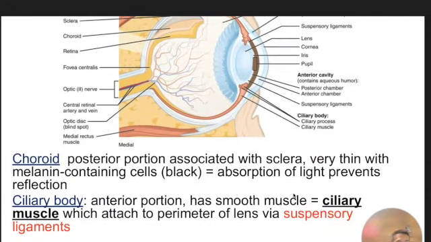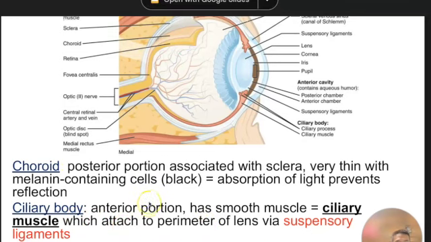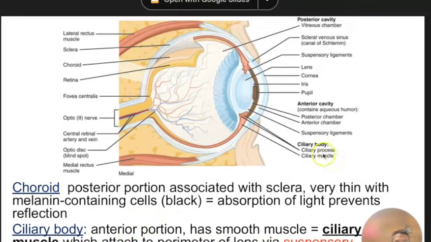Vascular layer, the choroid: posterior portion associated with the sclera, very thin with melanin-containing cells that absorb light to prevent reflection. Ciliary body: anterior portion has smooth muscle, the ciliary muscle, which attaches to the perimeter of the lens via the suspensory ligament. So here it is, the ciliary body. And we saw the choroid layer in between.